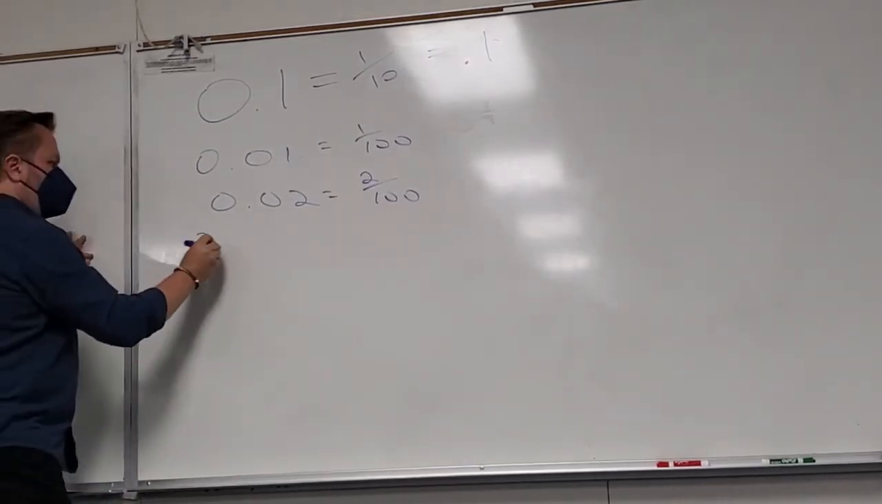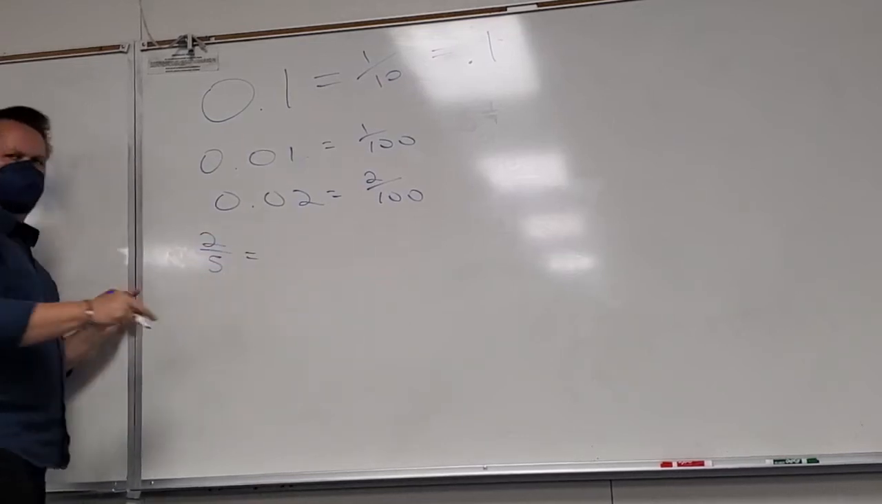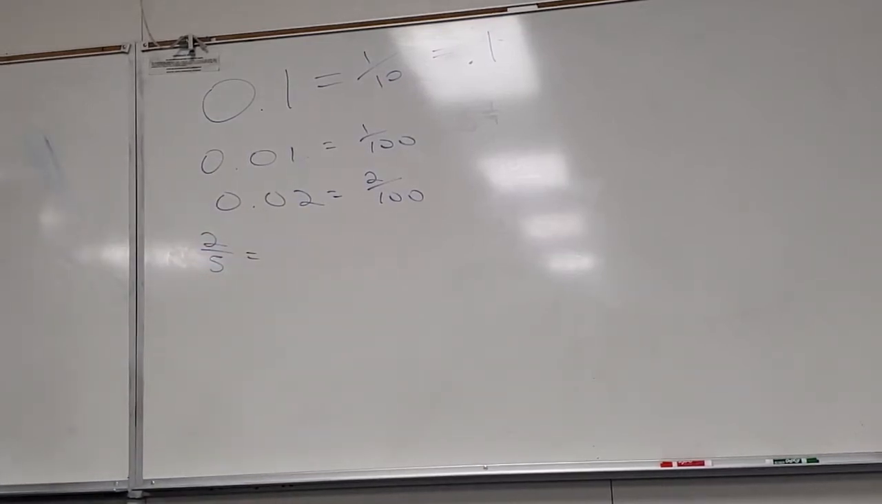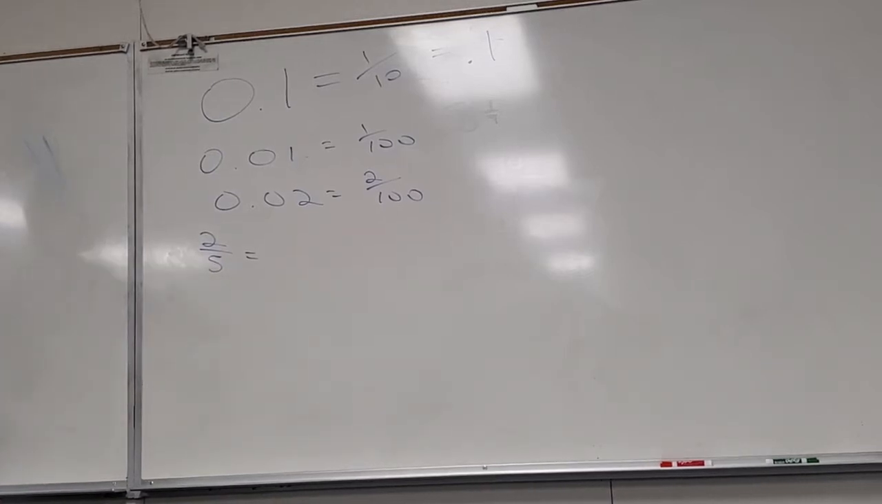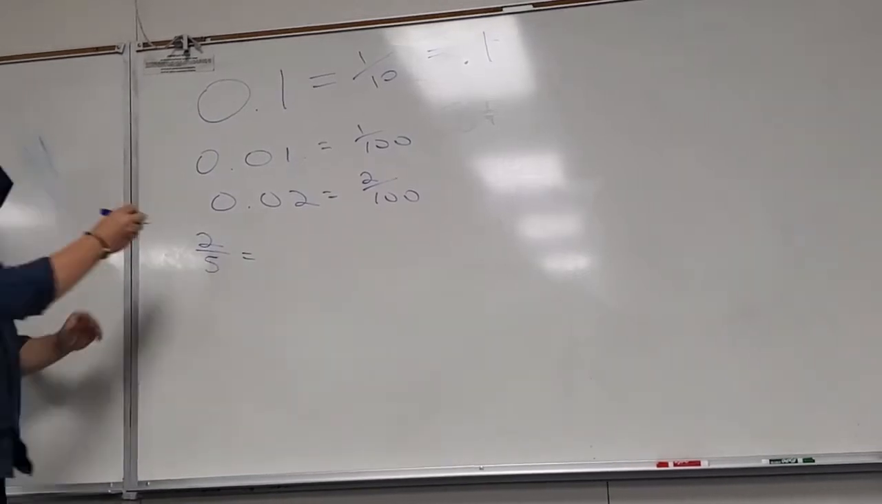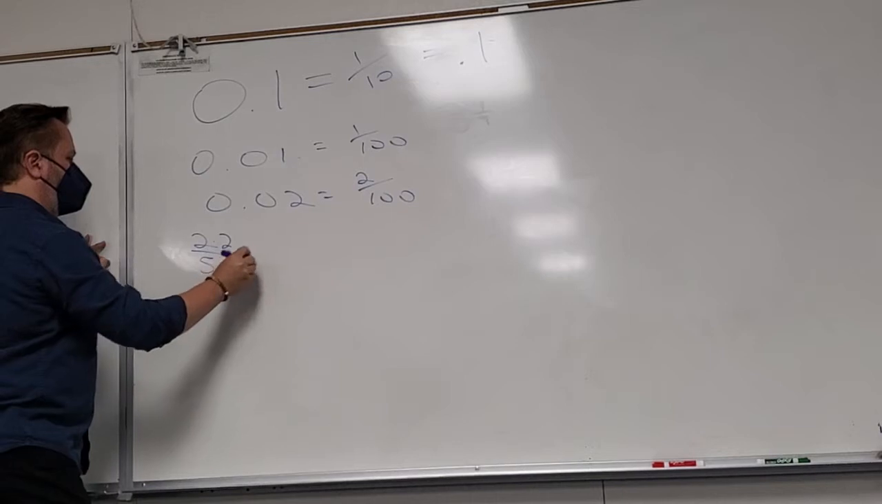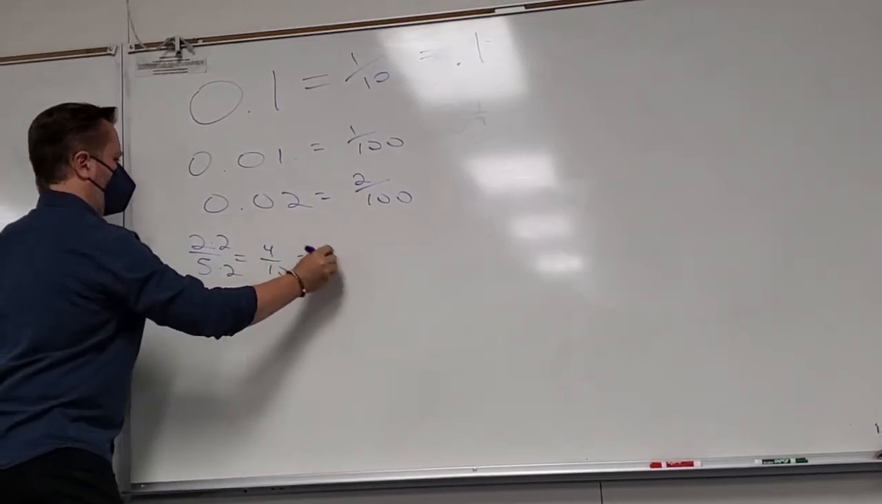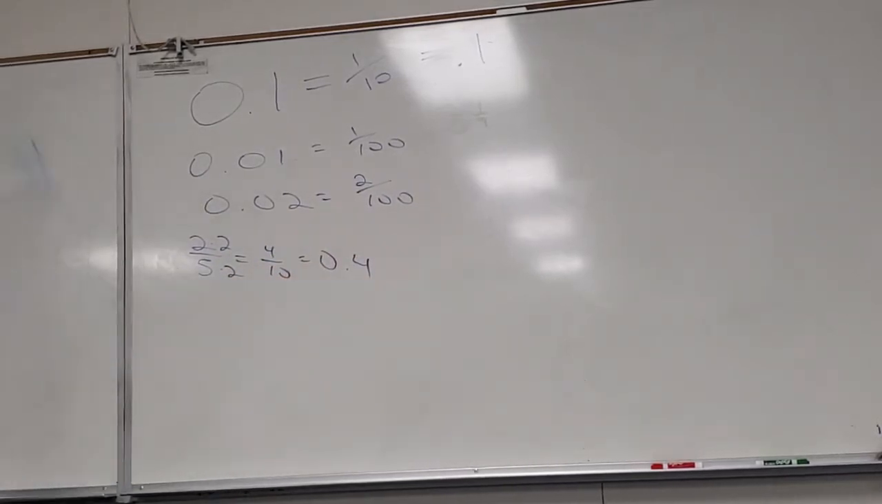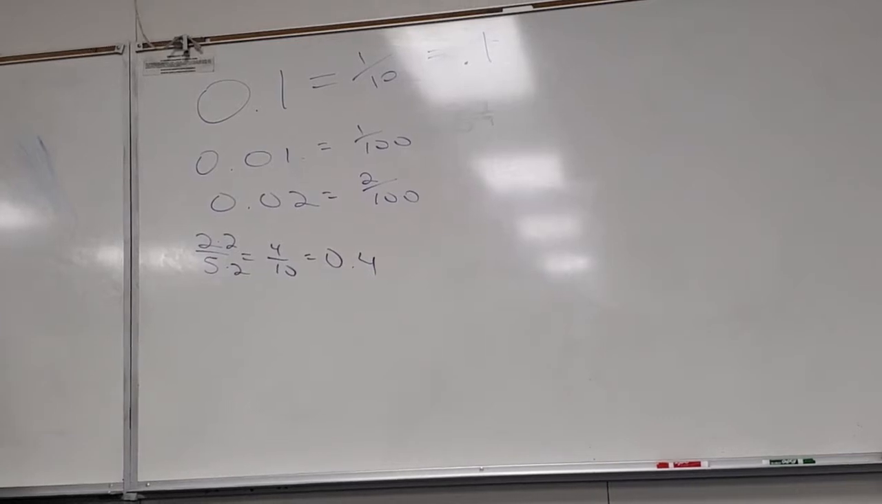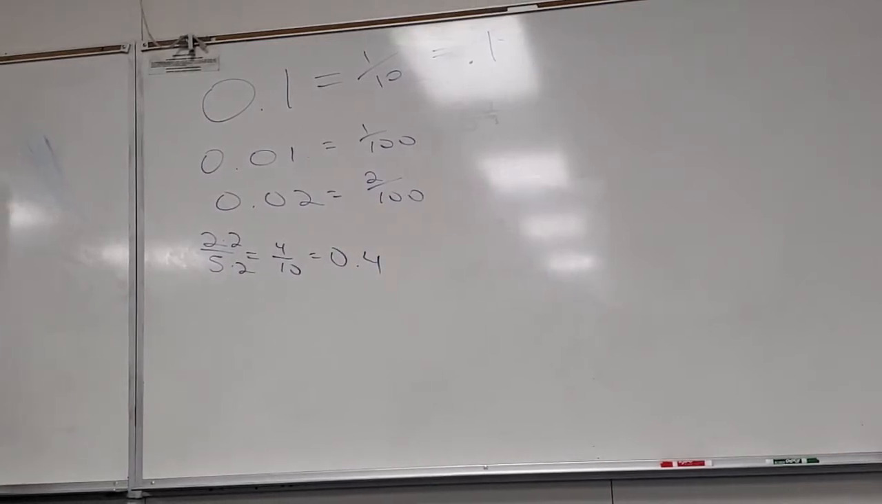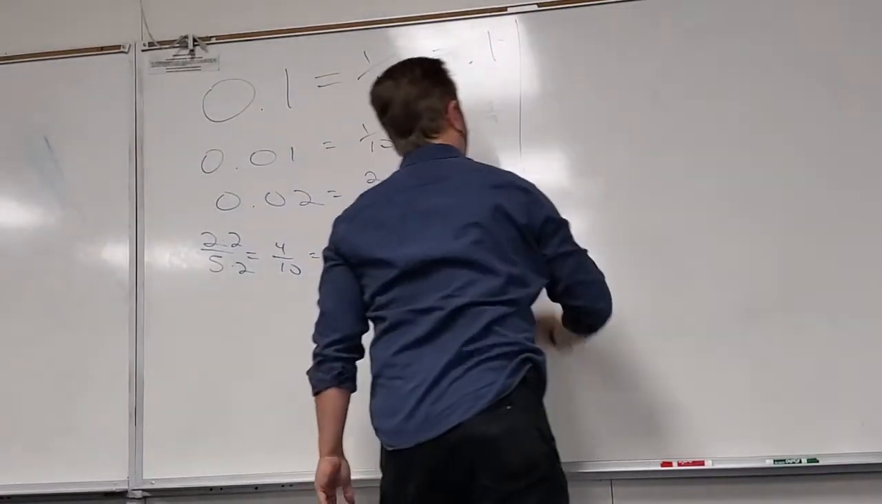How about this? Is this decimal? Is the bottom based on 10? No? Can you make the bottom based on 10? Yes. What could you do? Multiply by 2. So if I multiply by 2, I'll get 4/10, which is 0.4. Is that cool? Exactly. Totally.